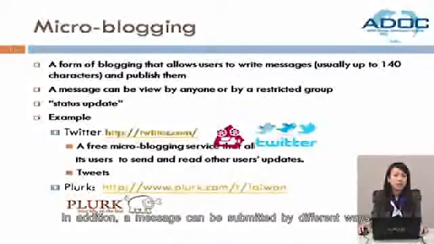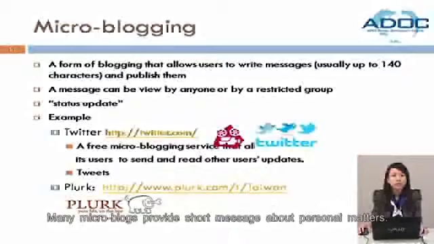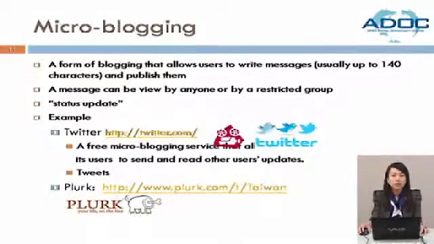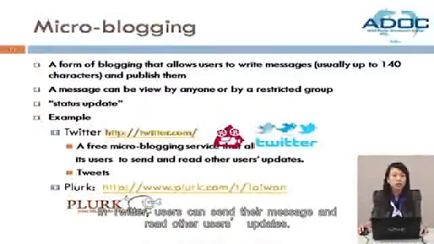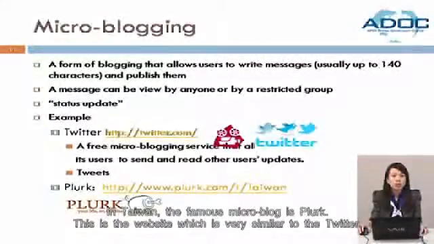In addition, a message can be submitted in different ways, including text messaging, instant messaging, email, MP3, or just on the web. Many microblogs provide short messages about personal matters, so it is called a status update. Similar to microblogs, many social networking websites such as Facebook or LinkedIn allow users to update their status. The famous microblog is Twitter. In Twitter, users can send their messages and read other users' updates. The message in Twitter is called a tweet, which is a text-based post up to 140 characters in length. In Taiwan, the famous microblog is Plurk. This is a website which is very similar to Twitter.